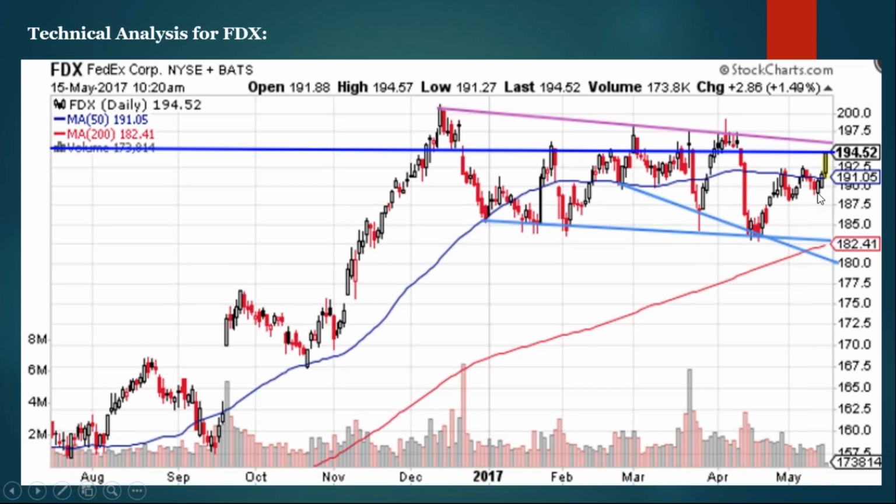So this is the level we got in, and then it penetrated this 50-day moving average. Right now it's sitting here. Today is the day we prepared this chart. So watch FedEx to break through towards 200.